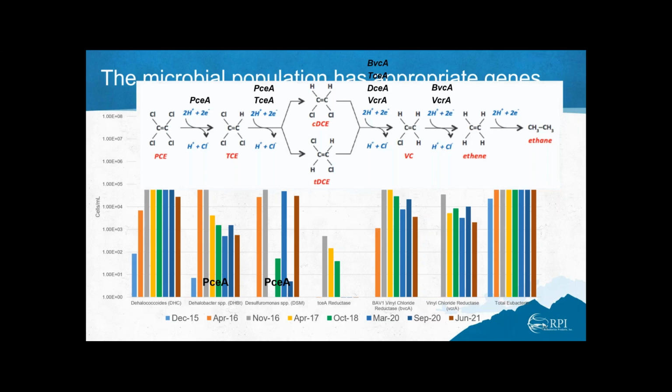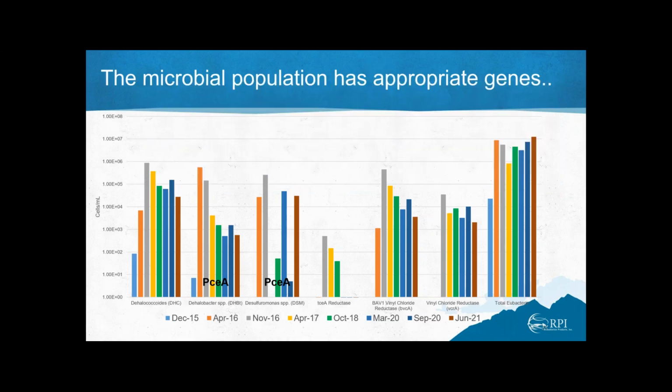Now I'm going to go backwards if I can. Let me see if I can do this. Woohoo. And what I would also want you to notice is the total eubacteria that we've been able to maintain over the period of time that the bacteria was sampled from December of 15 to June of 21. We've been able to maintain that population.